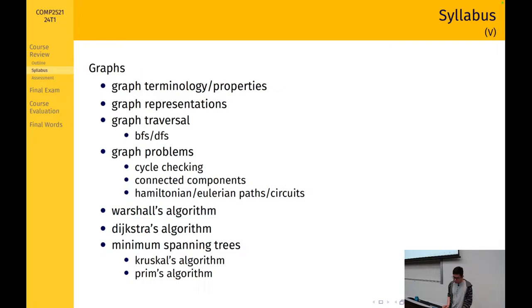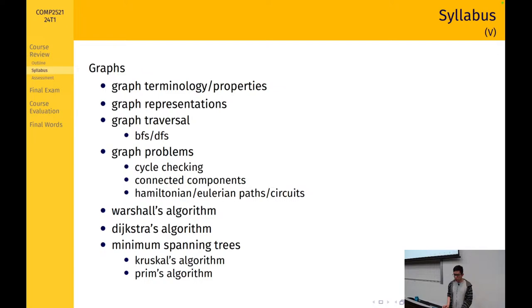Then we looked at some graph problems which could be solved by using BFS or DFS. For example, cycle checking was a tricky one, connected components, and finding Hamiltonian paths and Eulerian paths. Then we talked about how to implement directed and weighted graphs. There is not much difference in how we represent them in our code. With directed graphs, we don't need to add anything special, but for weighted graphs, we add a weight to each edge.